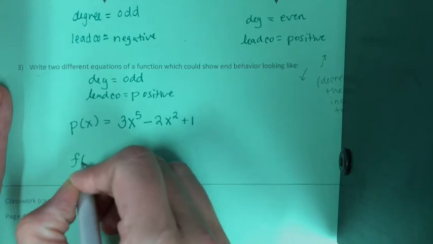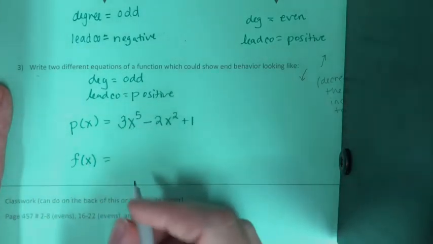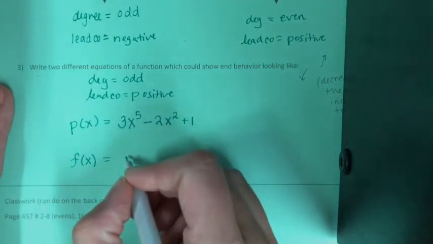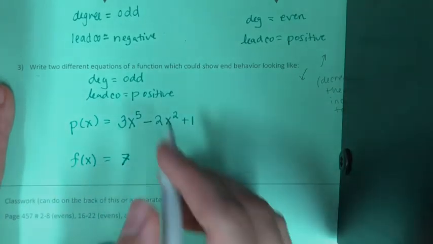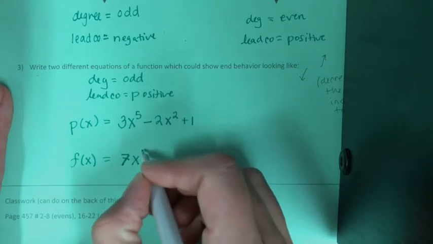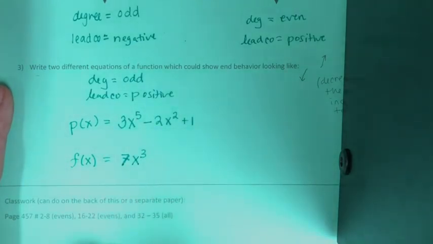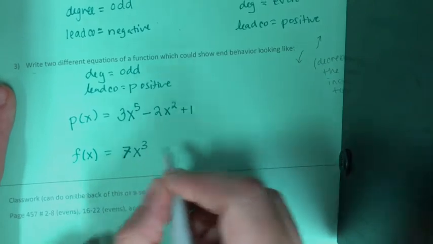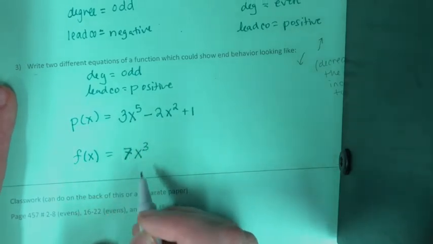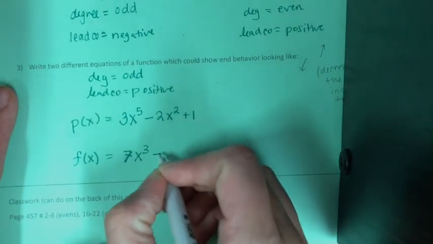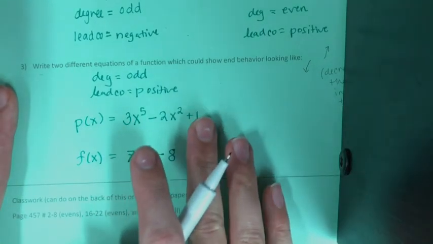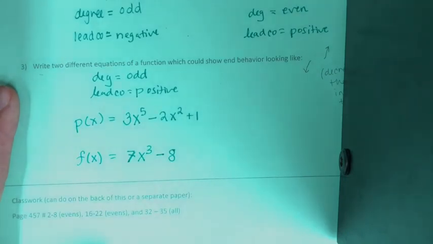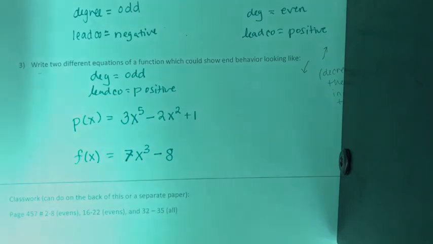How about f of x? Positive leading coefficient, how about 7? And an odd degree, how about this time we do cubic? So I can write anything after this. I can even just leave it like this. Either way is fine. So I'm gonna add something, how about -8? So I can write as many equations as I can come up with, but here's just 2 examples. All right, good luck.